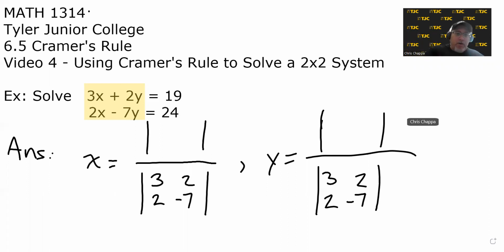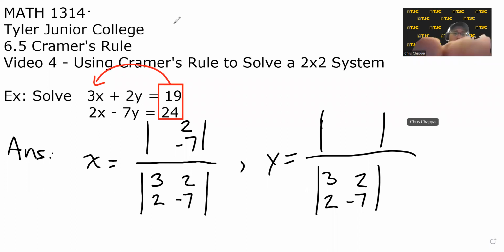Now, as far as the x's and the y's, here's what I like to think. When I'm doing the numerator for the x, I'm going to replace the x coefficients, but not the y's. So I'm going to bring up the same y coefficients as before. The constant terms are going to take the place of the coefficients of the x. So in other words, I'm going to put 19 and 24 where the 3 and the 2 used to be.